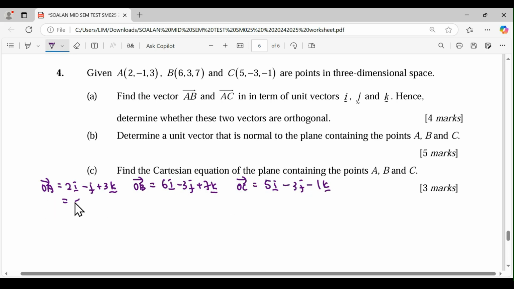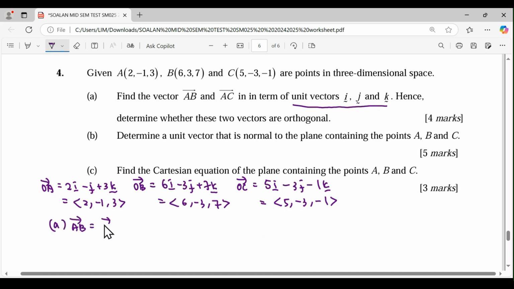So, of course, I can write in 2, negative 1, 3, or I can write in 6, negative 3, 7 in vector form. But then, for the question A, you have to be careful. You must write your answer in ijk. So although you write in vector form, later on you need to change back to ijk. So for the first question, to find AB, it will be AO plus OB. So AO is negative OA, 2 negative 1, 3. Then OB, 6 negative 3, 7.